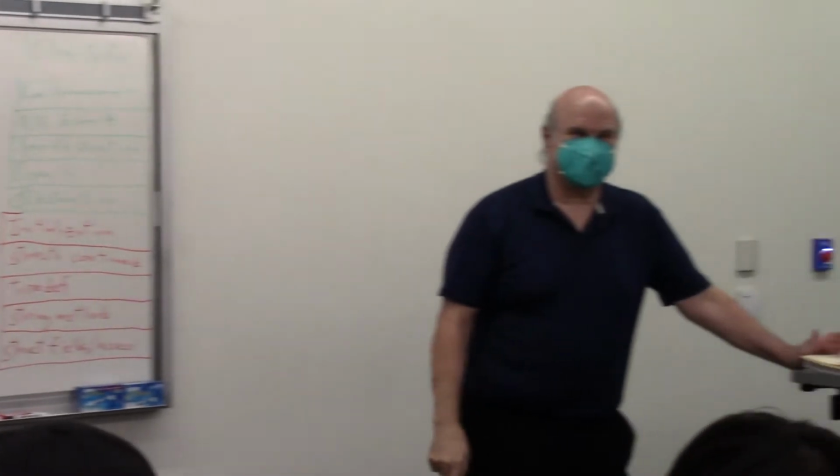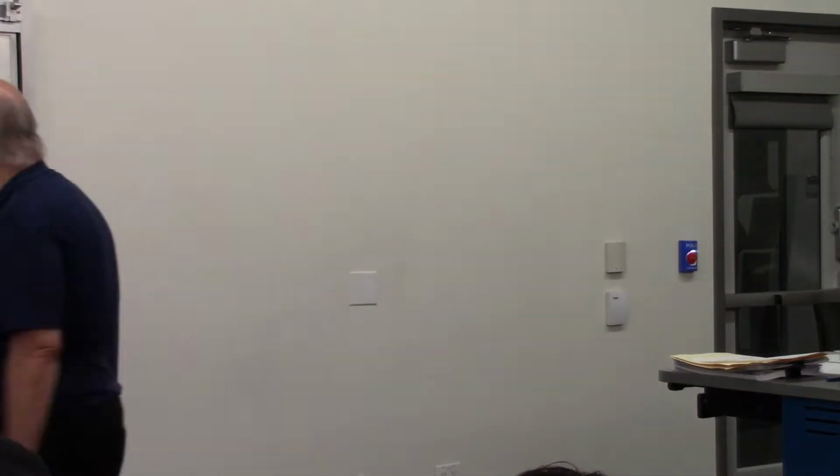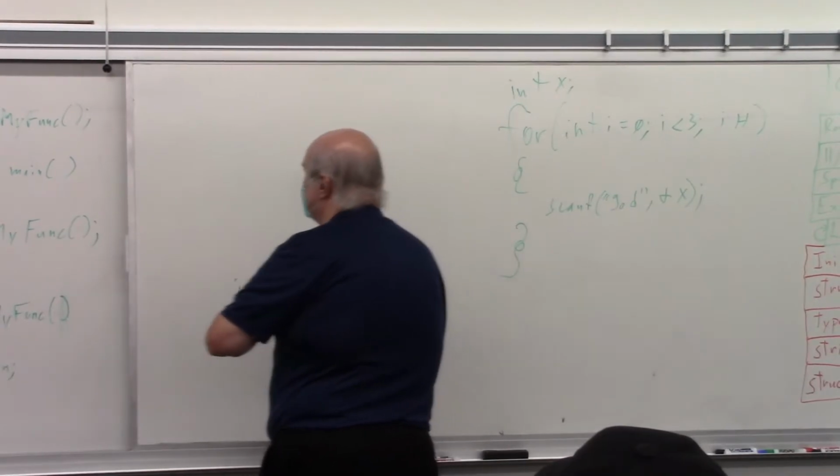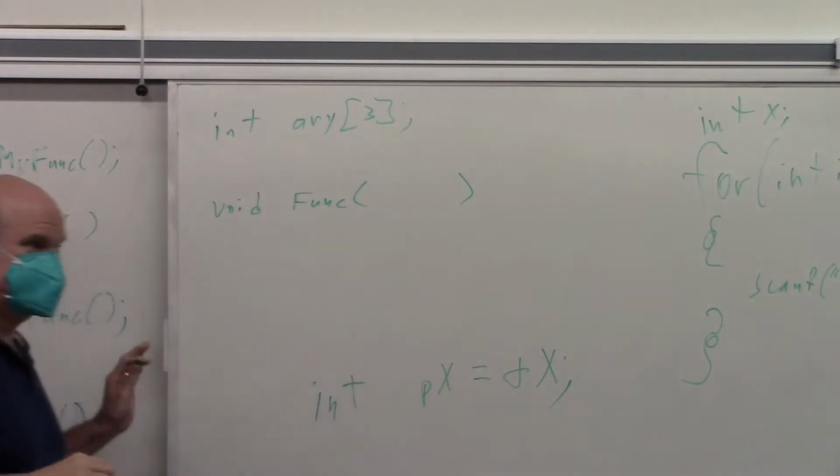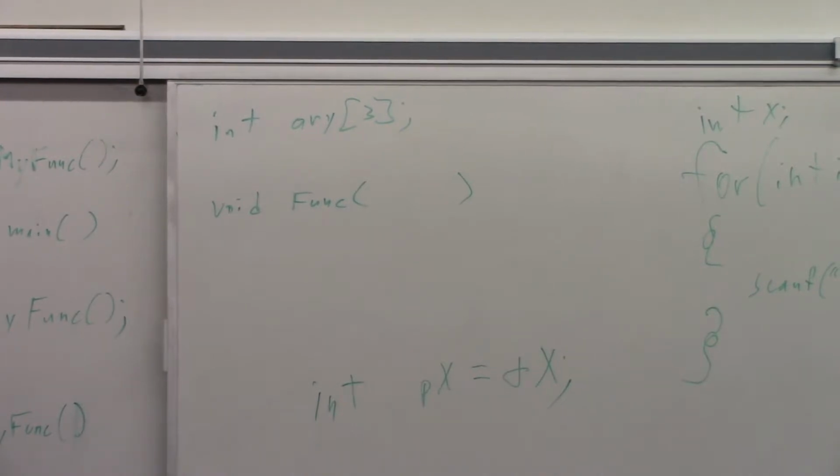Okay, any more questions? How do you pass an array by reference? Okay, so let's suppose you had, there's two parts to that question. How do you declare the parameter to pass it to, and then how do you actually pass the parameter?